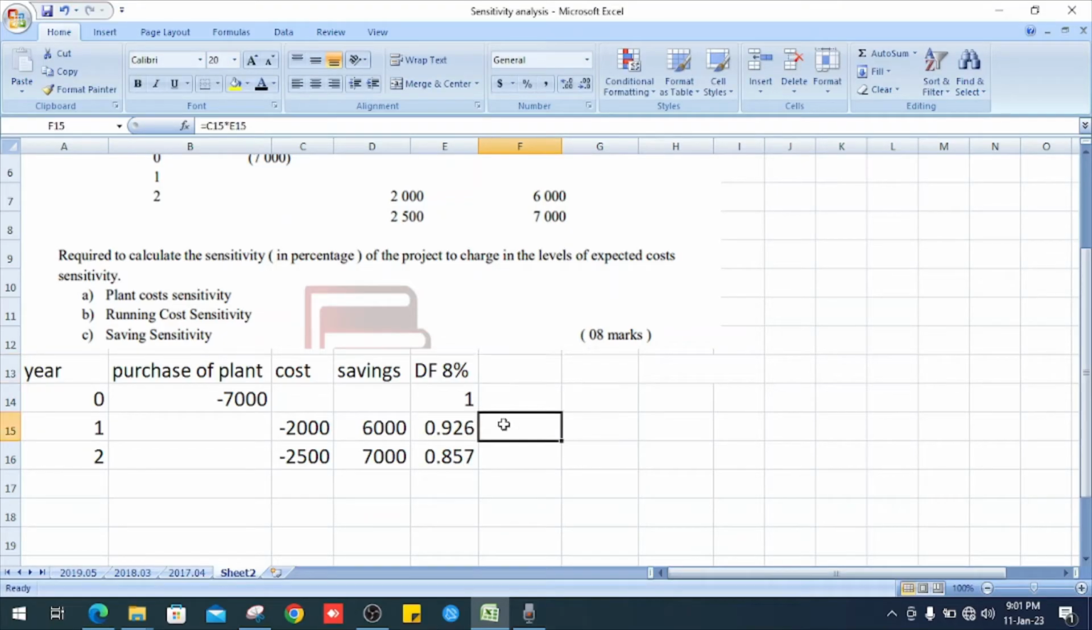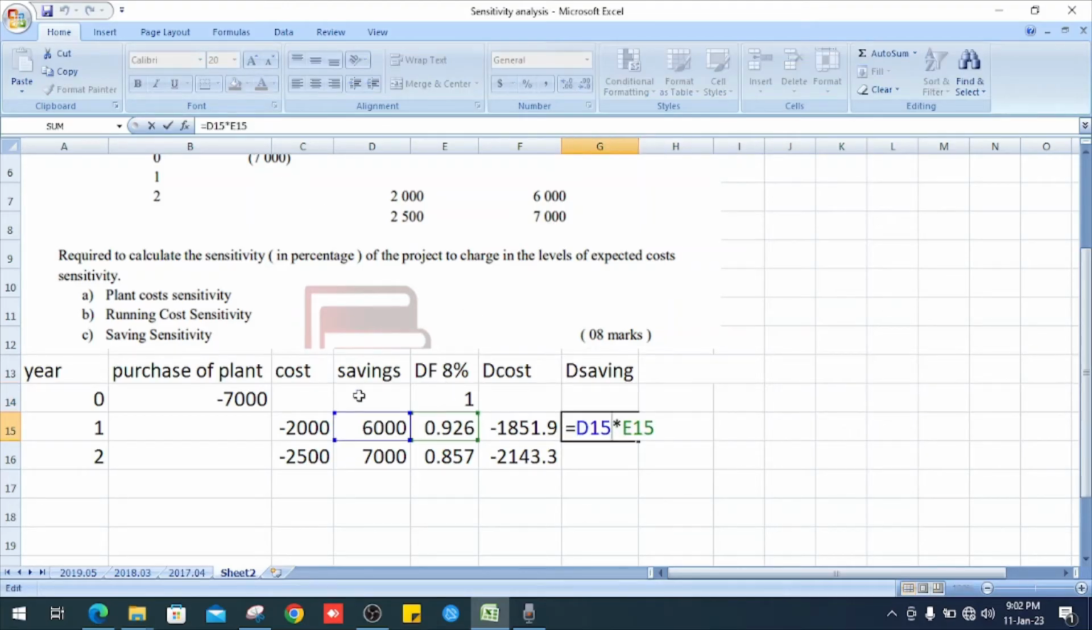Next, now we can get discounted cost and discounted saving. How do we get? First, on discounted cost, the cost is minus 2000 into discount factor 0.926. Likewise, we multiply the relevant amount. Like discount factor, we get discounted saving. First on the savings amount 6000, multiply discount factor.